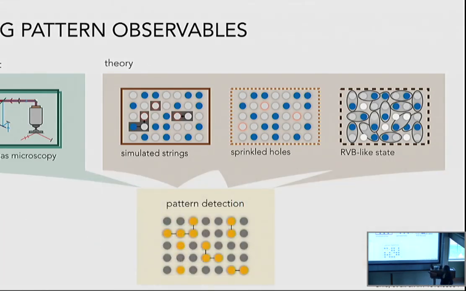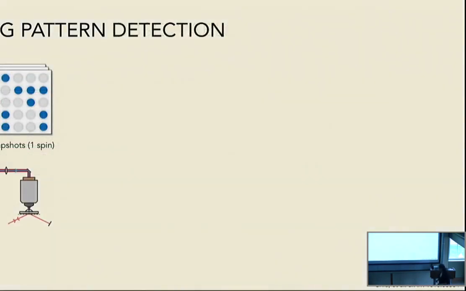And then for every single one of these, we get a set of snapshots, and then for every single set of those, we can run them through a single pattern detection algorithm. And so I want to stress the fact that this pattern detection is really common mode to both experiment and theory in this case. So how does this string pattern detection work?